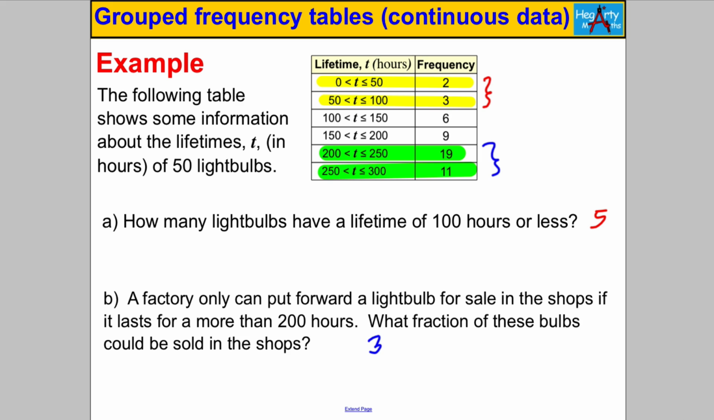Okay, so 30, but it says fraction. Now we know there are 50 in total, so it's 30 out of 50, which simplifies dividing top and bottom by 10 to 3/5, and we're done.